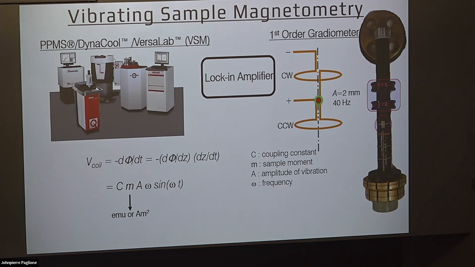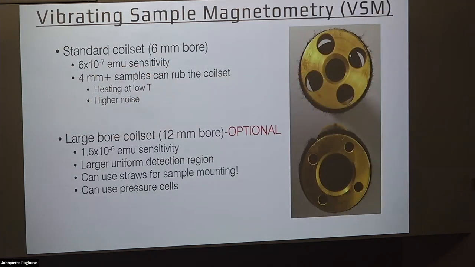So again, this is how this differs from the MPMS-3. We've got two different coil sets. We've got our standard coil set, which has a 6 millimeter bore. Ideally, you want to keep samples to less than 4 millimeters in any dimension. It has a sensitivity, in round numbers, on the order of 6 times 10 to the -7. So you lose about an order of magnitude from the MPMS-3.